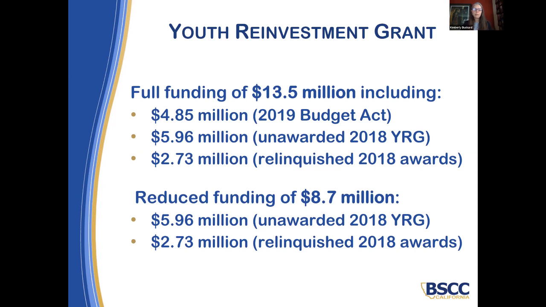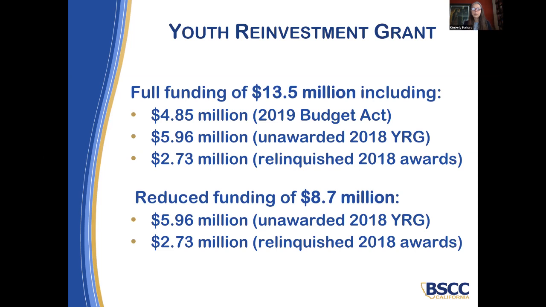And then we also have 2.7 million in relinquished awards from 2018. Back in February, you may recall an item that was presented where we were asking for your approval to take reverted funds from the city of Pico Rivera in the amount of roughly 1 million and to roll them into what we were planning on awarding out as part of this 2019 YRG. You did approve that request, so we're expecting to be able to include that.